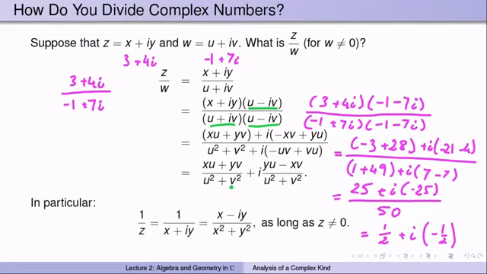In particular, if we just wanted to calculate 1 over z, so not z over w, this 1 over a complex number, it's 1 over x plus iy, and again we would do the same thing. We would multiply top and bottom by x minus iy, and if we do that in the bottom, the imaginary parts would cancel out, and we would just end up with x squared plus y squared, as long as, of course, z is not 0, so 0 plus 0i, that we could not divide by. But this is 1 over z.